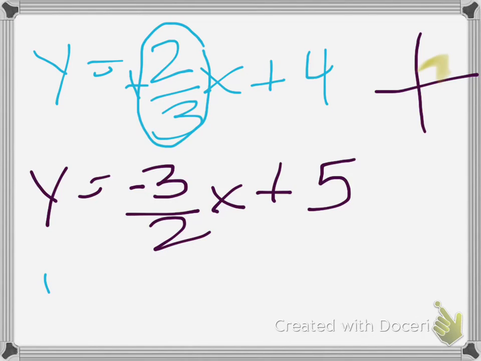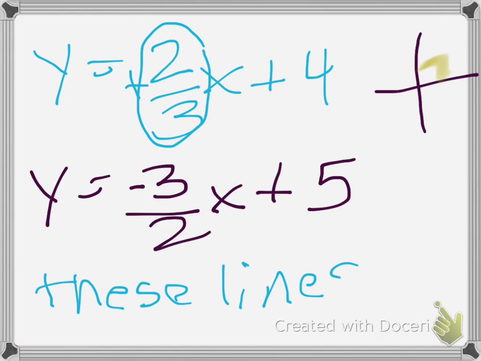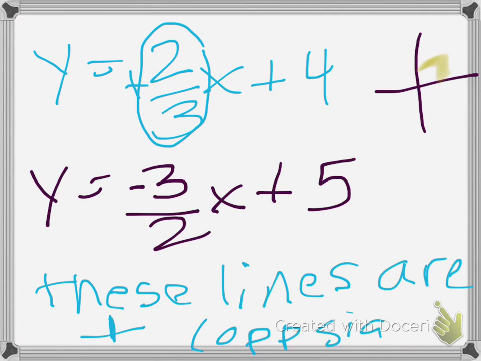So that means these lines are perpendicular. I'm just going to write the symbol for perpendicular. That's the symbol for perpendicular. So you're going to say opposite signs, and then the fractions are flipped. Hold on, let me erase this. I'm going to tell you the rule for that one. That's just one you're going to have to remember. Let me put it on another slide for you.